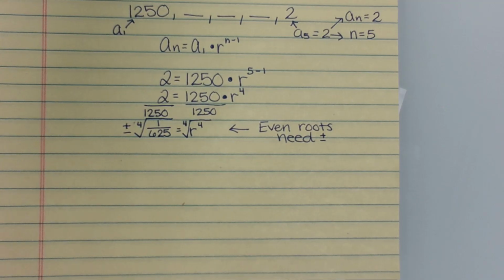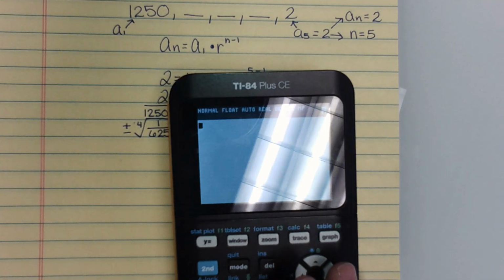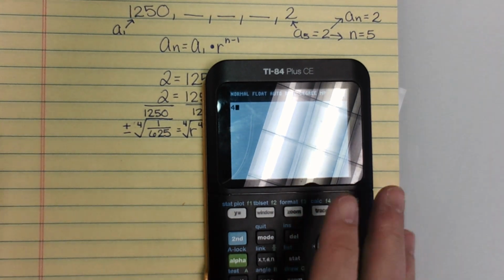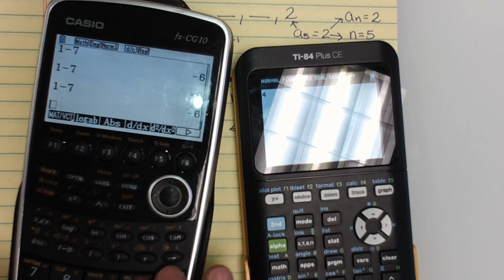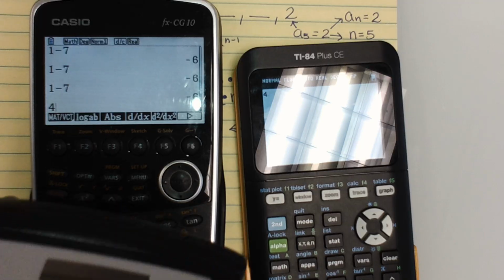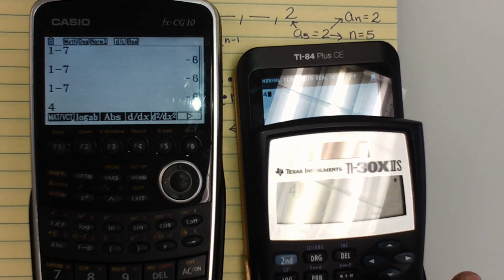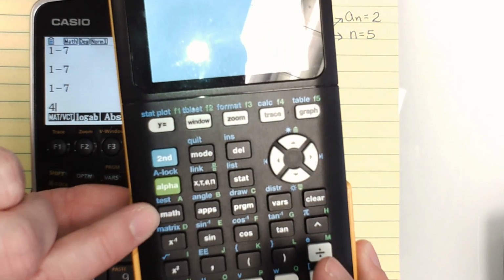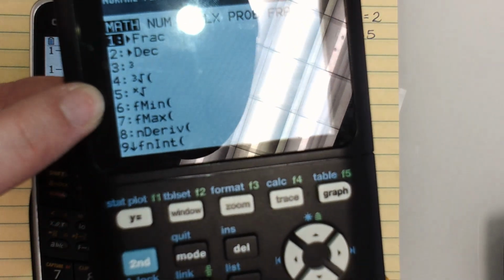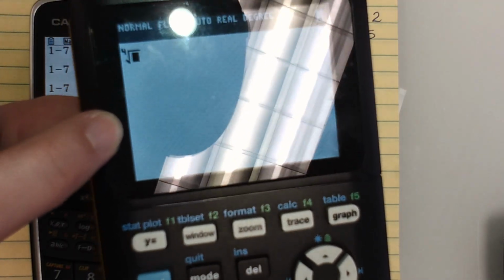Now, do you know how to take a fourth root on your calculator? All your calculators can do it. I type the 4 in first, regardless of whether I'm working on a TI graphing calculator, a Casio graphing calculator, or one of the little baby TI calculators. You start with your 4, because that's the type of root you're taking. Then I look for my fourth power. The TIs, it's under math. Do you see the fifth one down has an xth root? That's the one you want.